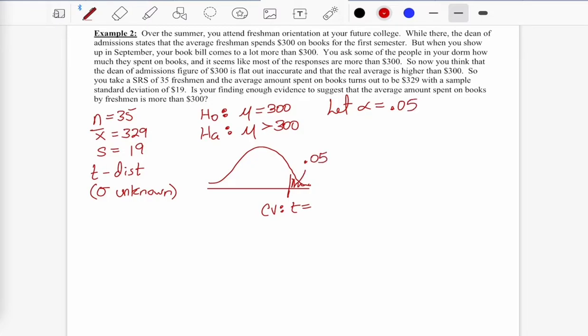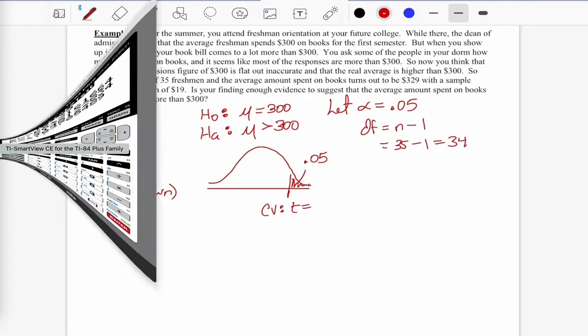Whenever you're dealing with a t-distribution, you need to know degrees of freedom. Degrees of freedom is equal to n minus 1. We have n of 35, so 35 minus 1 is 34. So now I go to my calculator to get my inverse t value.